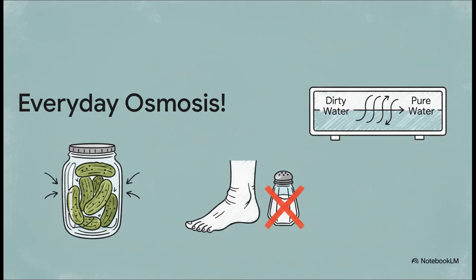And believe me, you see osmosis happening all around you. When your mom makes achar, she puts raw mangoes in a lot of salt, right? That salt creates a high concentration outside the mango, so water gets pulled out of the mango cells by osmosis, and that's what helps preserve it. Your RO water purifier at home actually uses the opposite process, called reverse osmosis. And it's also why doctors tell us not to eat too much salt. The extra salt in your body can pull water into your tissues, causing swelling or edema.